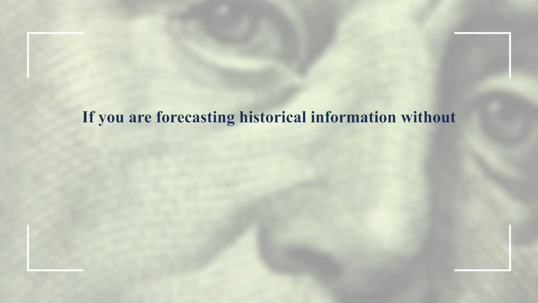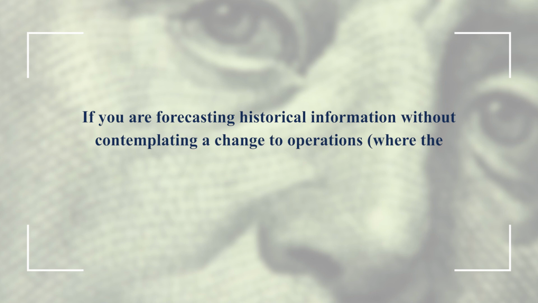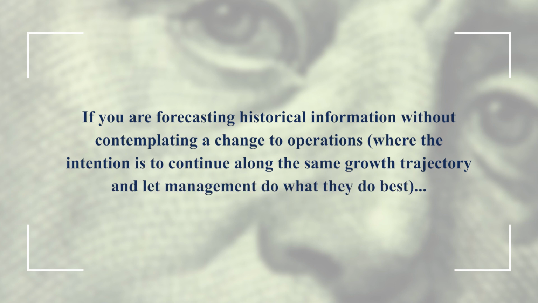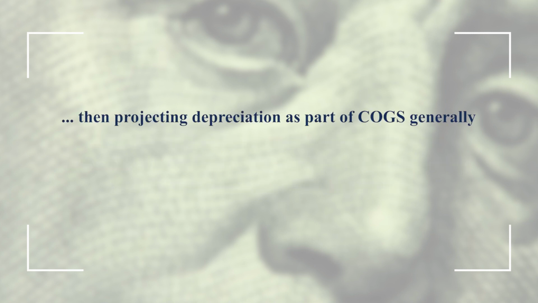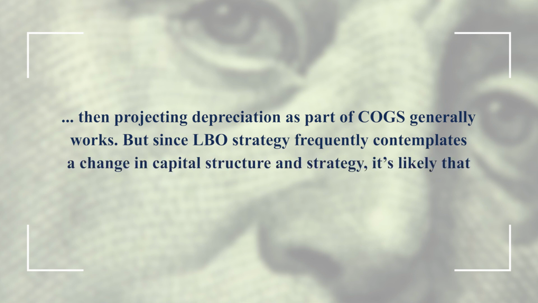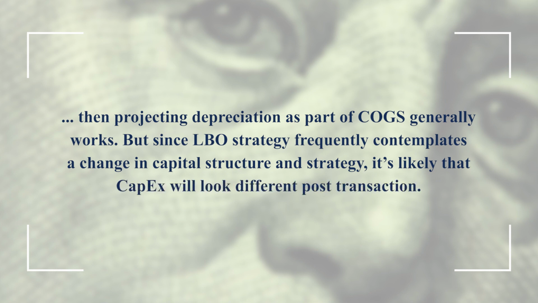If you are forecasting historical information without contemplating a change to operations, where the intention is to continue along the same growth trajectory and just let management do what they do best, then projecting depreciation as part of COGS generally works. But since LBO strategy frequently contemplates a change in capital structure and strategy, it's likely that CapEx will look different post-transaction. I could expand on this in quite a bit of detail, but it's not the objective of this video, so let's move forward.